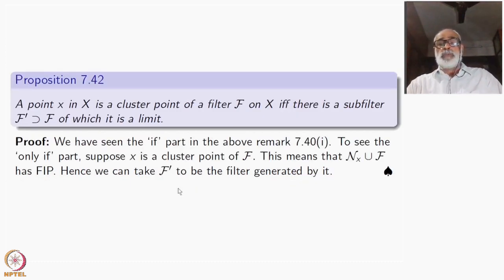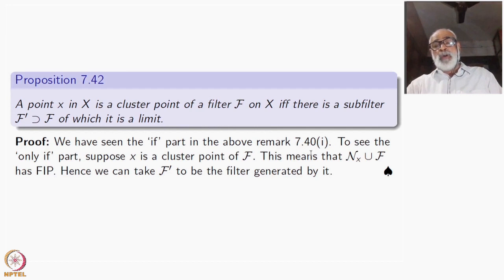So now let us come back to the study of limits and cluster points. A point in X is a cluster point of a filter F if and only if there is a subfilter F prime containing F, of which it is a limit. F prime is larger than F, but I will read it as subfilter. If it is a limit, it happens that for every subfilter also it is a cluster point. So now I am actually giving you the converse of that one also.